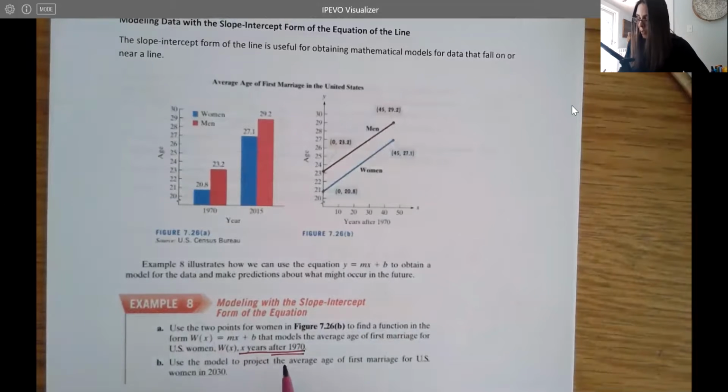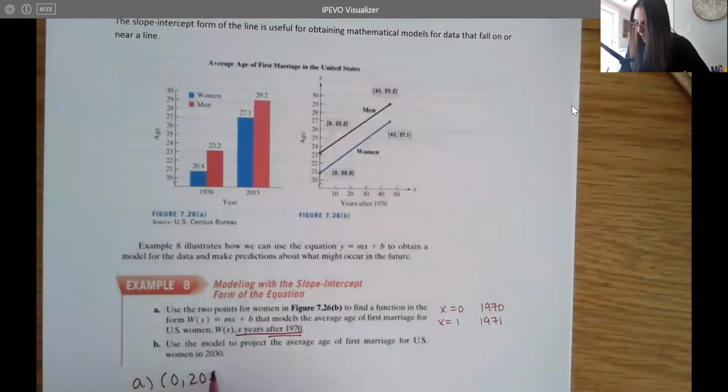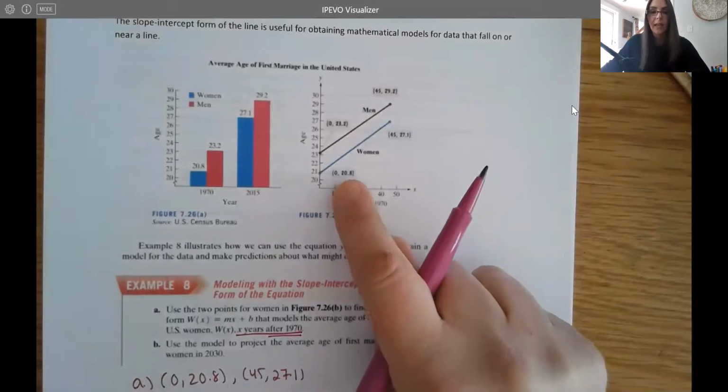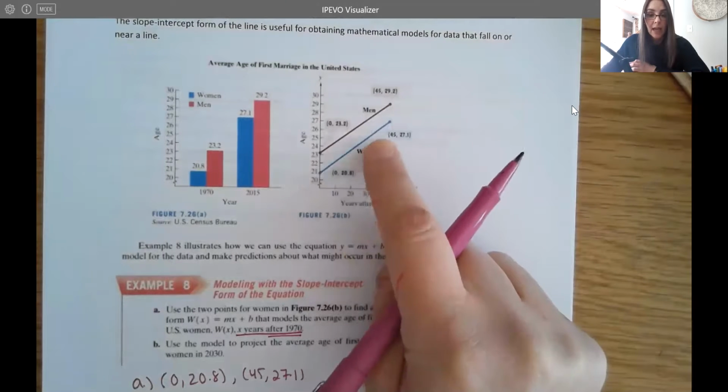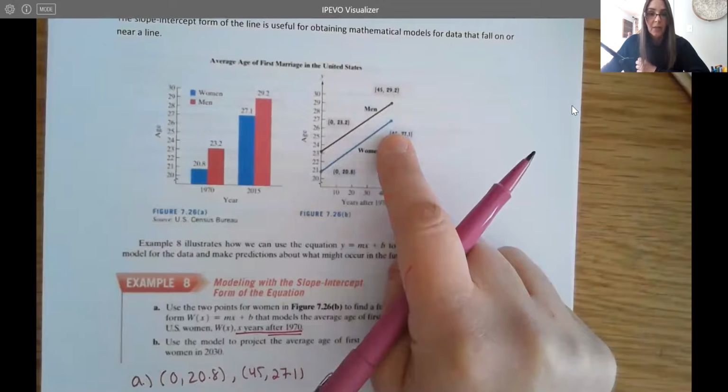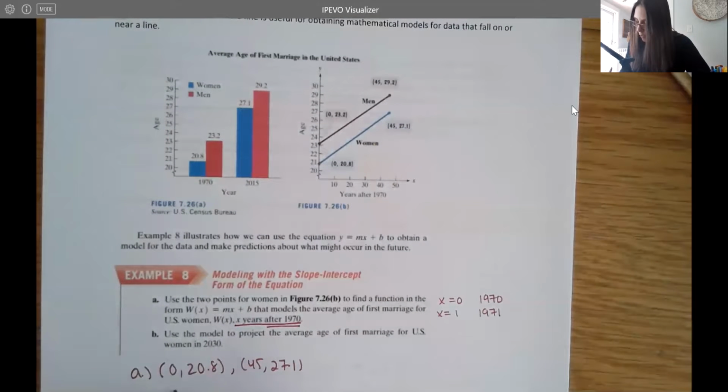So just be careful. We're talking about years after 1970. So when x is equal to 0, that means in 1970. When x is equal to 1, you're 1971, and so on. So the points that we have here are (0, 20.8), and then also (45, 27.1). So I'm just getting those right off my graph. And again, that 0 is in 1970, right? And then that 45 would be in 2015. So we're talking about years since. So the first thing I'm going to do is find the slope.